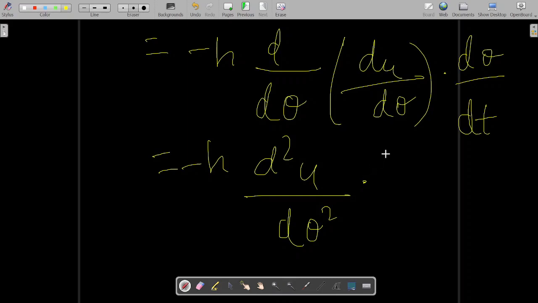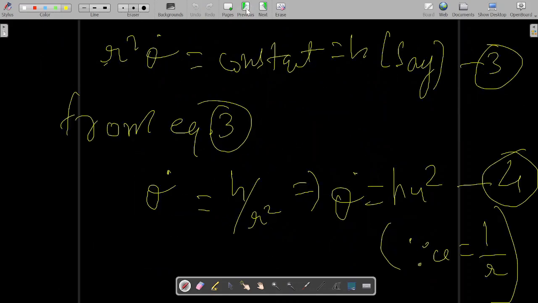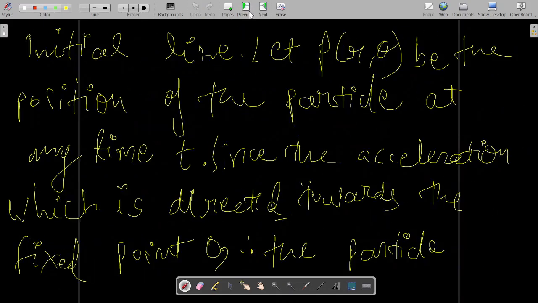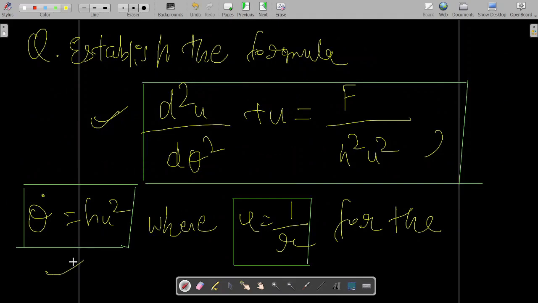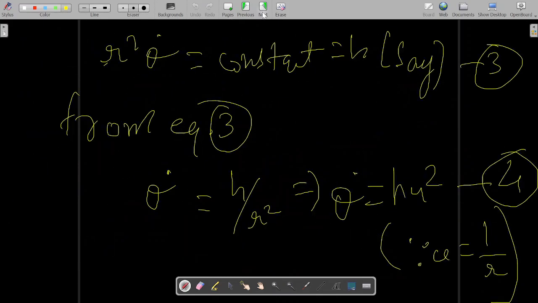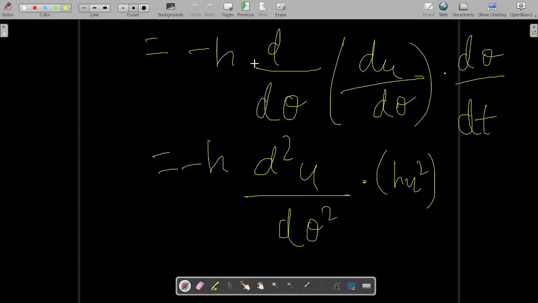And d theta by dt has already been given to you in the question. d theta by dt means theta dot. What is its value? Where is theta dot? This is given to you in the question. So we substituted the theta dot value, h u square.